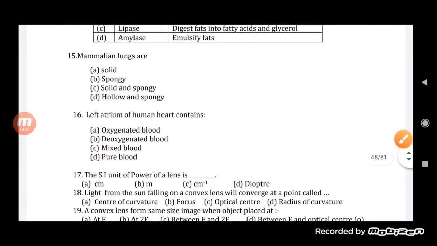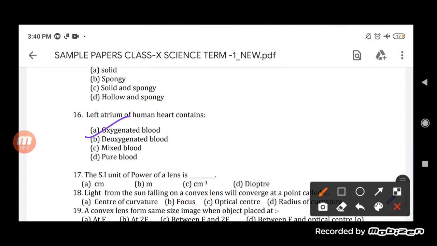Then the next one is, mammalian lungs are spongy, solid and spongy, hollow and spongy. Basically, the mammalian lungs are solid and spongy. Left atrium of a human heart contains, so you know that the right atrium consists of deoxygenated blood, and the left atrium consists of oxygenated blood. Here mixed blood is also there and pure blood is also there. So according to that, it is option A, which has the oxygenated blood here. So the left atrium has oxygenated blood.